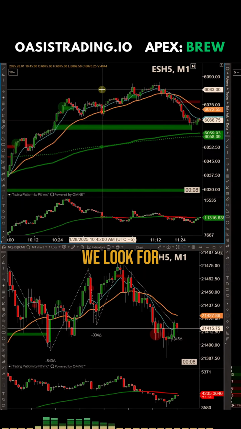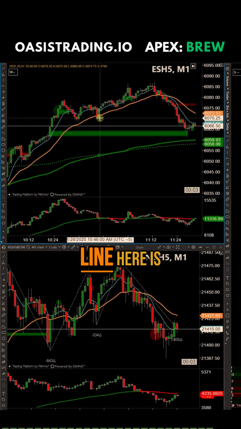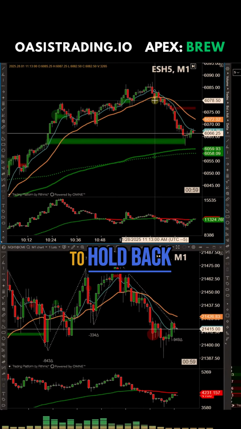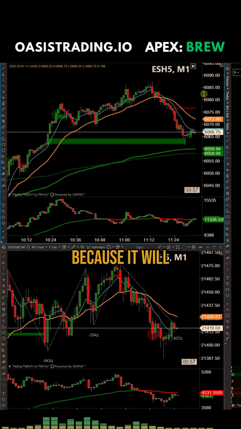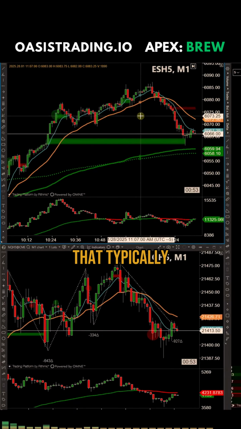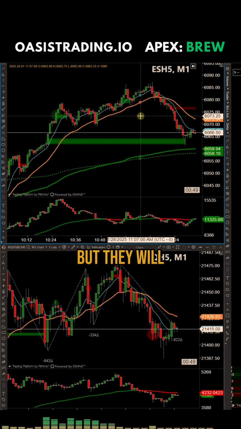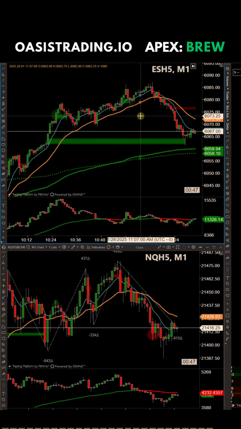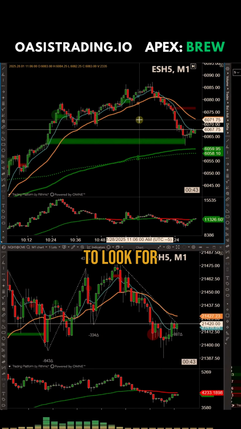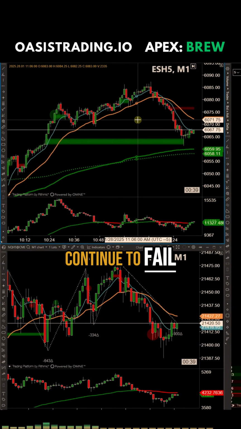So basically what we look for is as long as that 24 EMA, that orange line here, is being protected, you really want to hold back from shorting because it will give you a lot of short opportunities. It will give you these patterns that typically you do like to short, but they will just continue to fail. It will give you sweeps. It will give you bear divs, whatever you like to look for, rollover tops, right? And they'll just continue to fail.